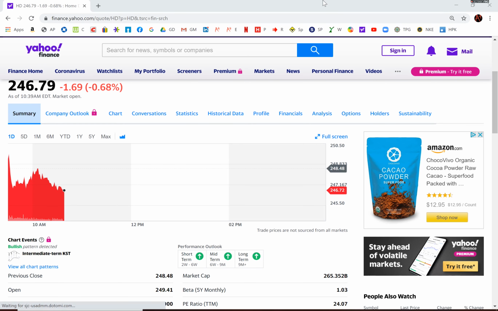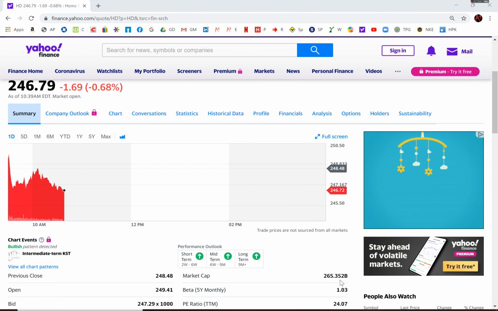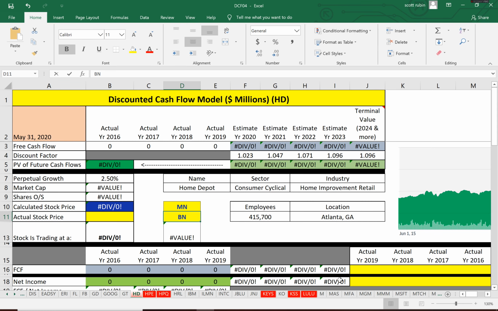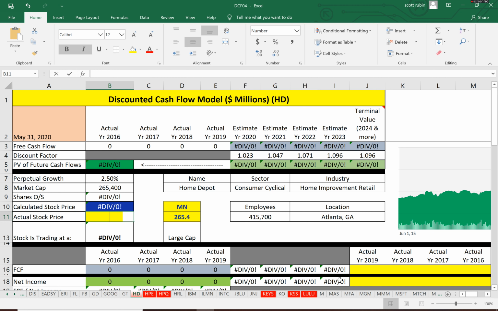We're going to calculate the stock price for Home Depot. So let's start with the market cap, 265.4 billion. And next we need a stock price, 246.97.